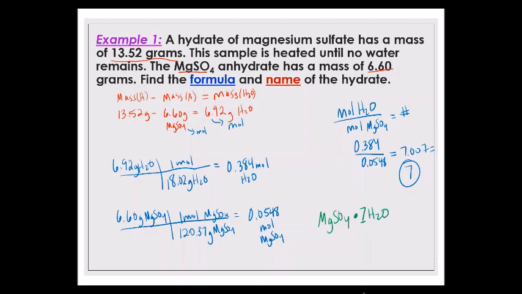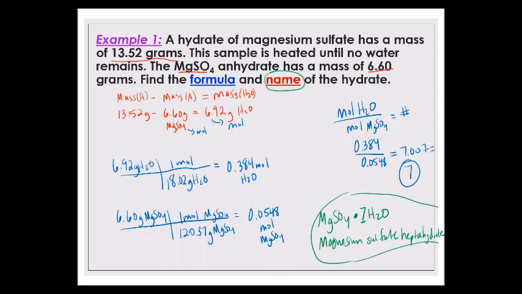And then, of course, naming it, this is going to be magnesium sulfate. And the 7, of course, oops, don't need an equals in here. I just need to write the heptahydrate. So this would be the final answer.